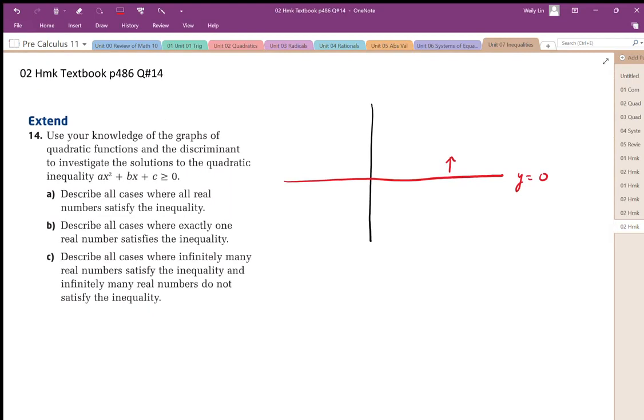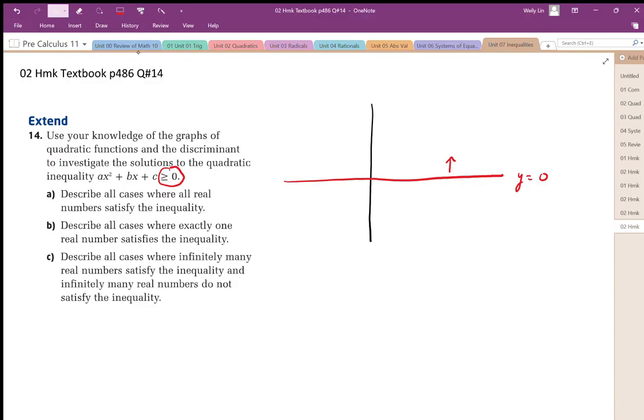Question number 14 says, use your knowledge of graphs of the quadratic functions and the discriminant to investigate the solutions to the quadratic inequality ax squared plus bx plus c is greater than or equal to 0. So greater than or equal to 0 means that we are above the x-axis, or we're at y equals 0. And we have different scenarios here.